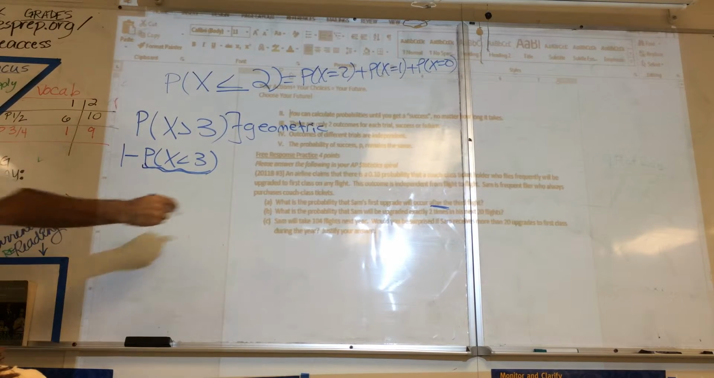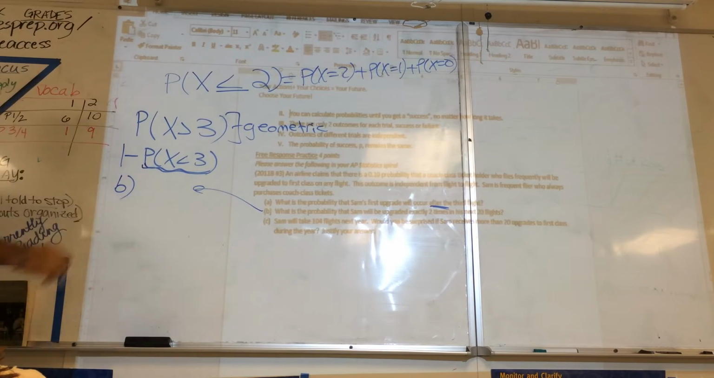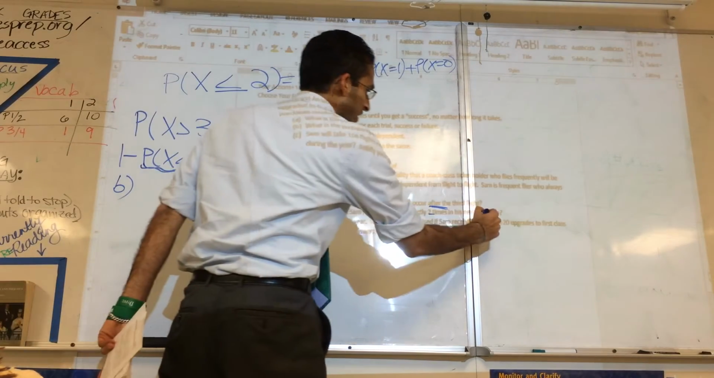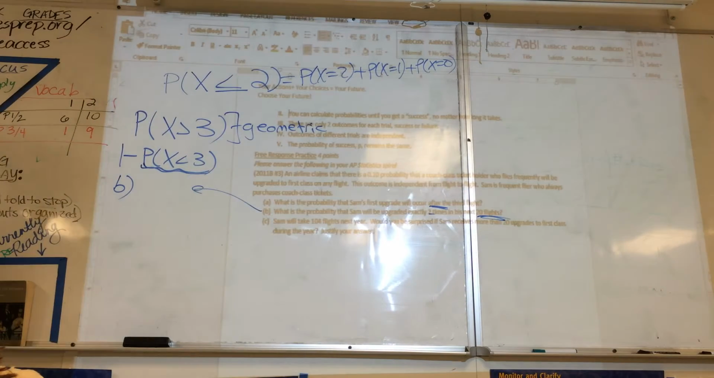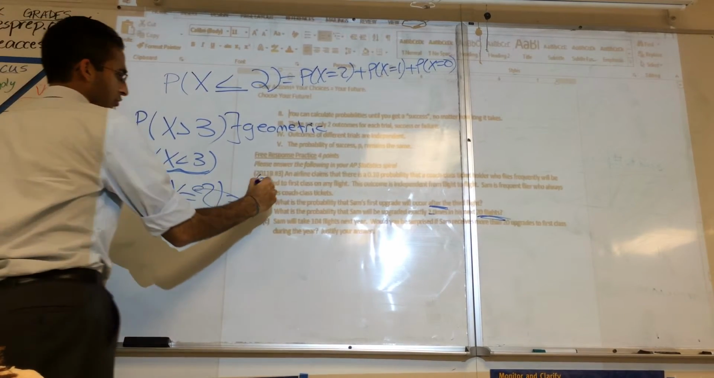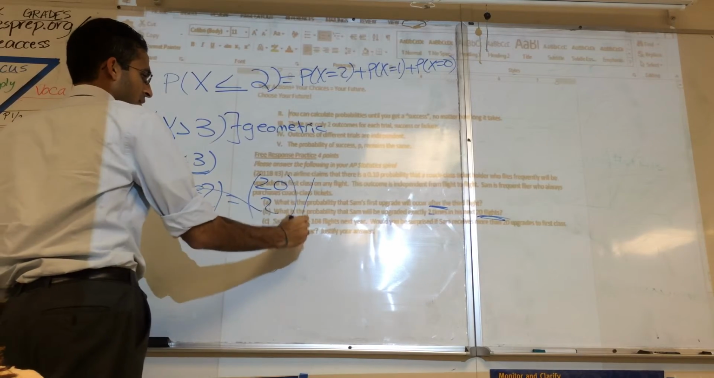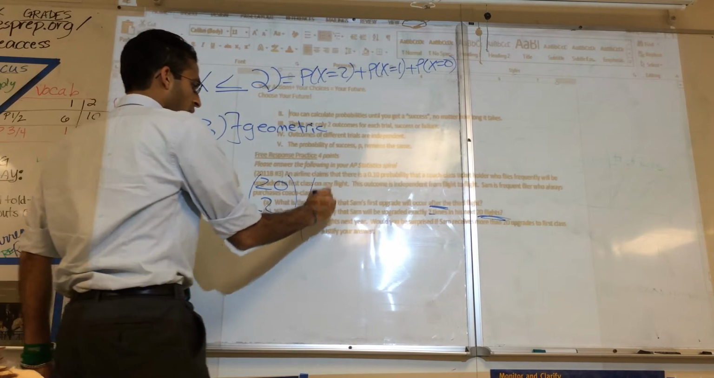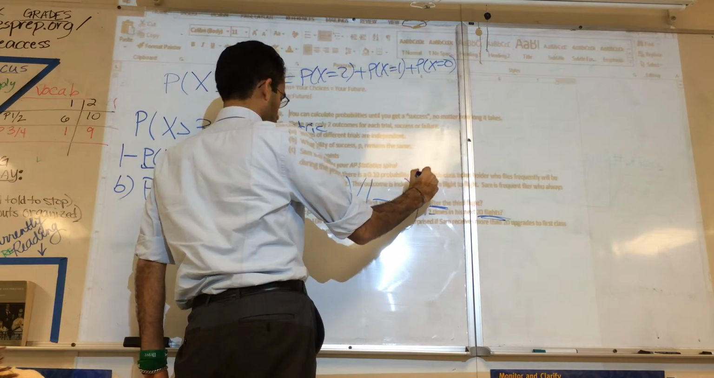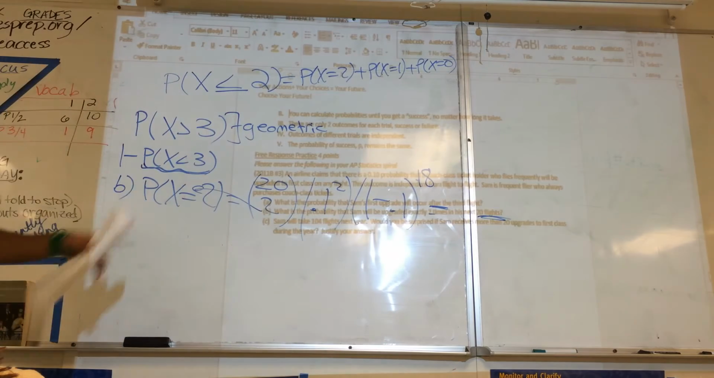Now, on letter B, what is the probability Sam will be upgraded exactly 2 times? This is binomial, because it's exactly 2 times in 20 flights. I'm telling you the fixed number of trials. So the probability that x equals 2 is, well, there are 20 flights and I want 2 of them. The probability of getting upgraded is 0.1 to the k power times 1 minus 0.1 raised to the 18 power. This is what you want to do on your calculator.